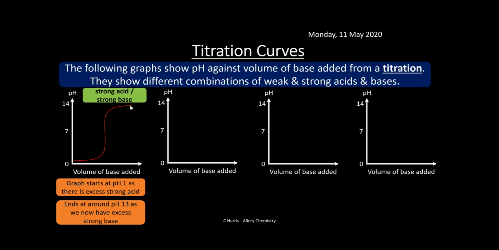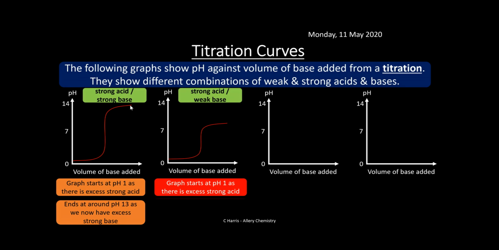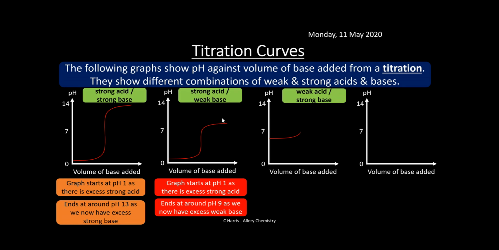So that's quite important. Strong acid, weak base, still starting at a low point because we've got a strong acid in our conical flask, but we're adding a weak base, so the end pH is not going to be very high because we're adding a weak base. So that's a classic sign of a strong acid, weak base. So make sure you know the shapes of these and understand what's happening.